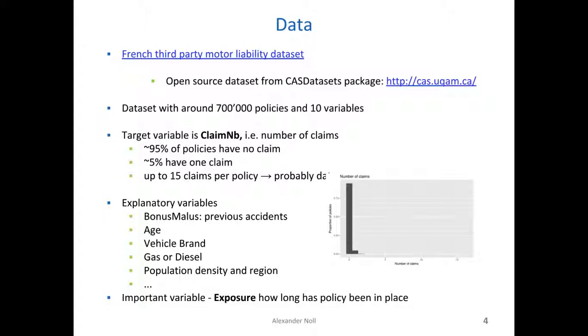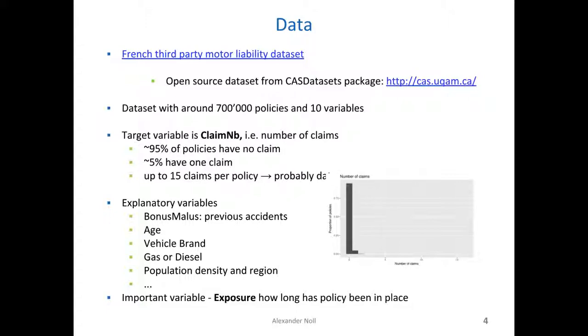As explanatory variables, just to get a feel, we have bonus malus, which is usually the most important. It tells us about the previous history of a person. Age, which is driver age, and vehicle age. With the vehicle brand, we have gas, we have a few geographical things. And then we have the exposure, which is a very important variable, and it tells us how long an insurance policy has been in place.